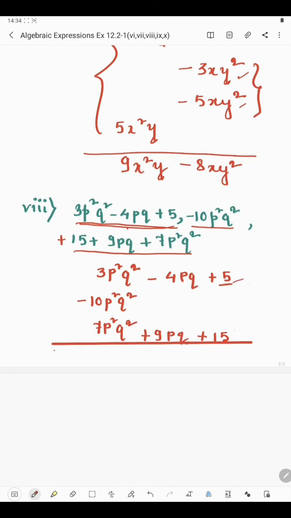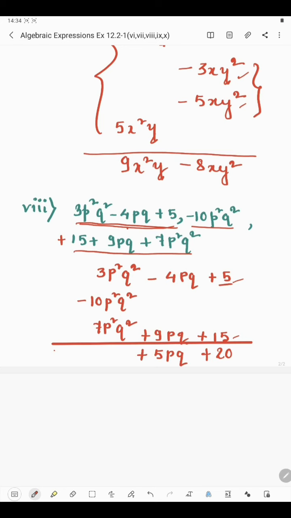Now 15 plus 5 is 20, and since both the digits have a plus sign, it will be plus. Now here we have the pq term. Now we have to add or subtract the coefficients. Here the coefficient of pq is 9 and here the coefficient of pq is 4. So here we have opposite signs. Opposite sign means we will have to subtract, right? So 9 minus 4 is 5, and then we will write the variable which is pq, and here 9 is greater than 4 and the sign of 9 is positive, so it will be plus 5pq.